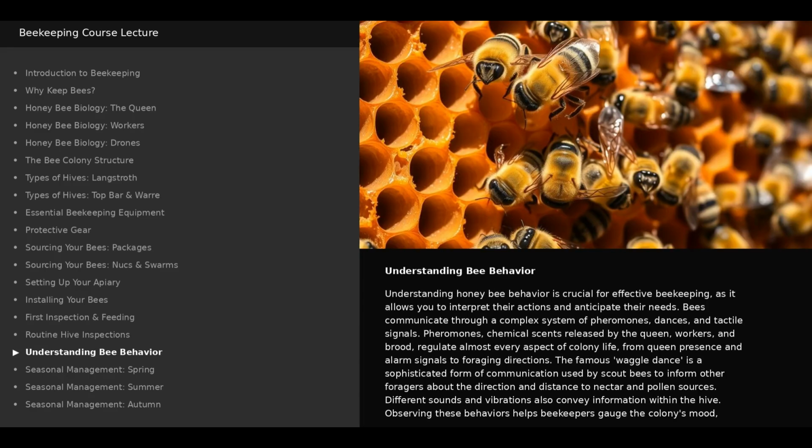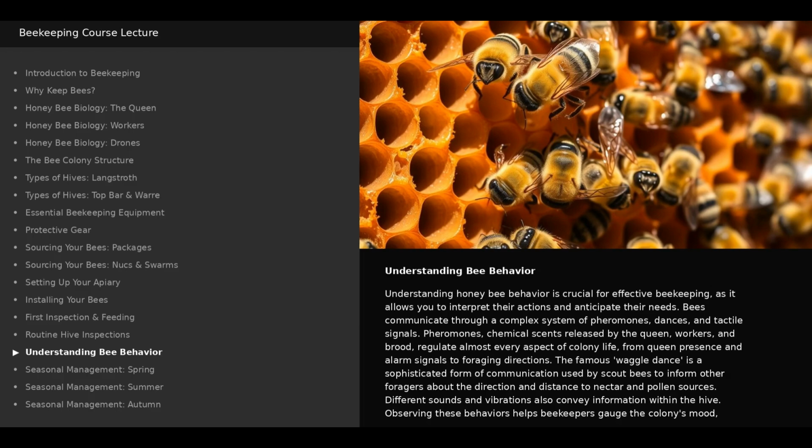Understanding bee behavior. Understanding honeybee behavior is crucial for effective beekeeping, as it allows you to interpret their actions and anticipate their needs. Bees communicate through a complex system of pheromones, dances, and tactile signals. Pheromones, chemical scents released by the queen, workers, and brood, regulate almost every aspect of colony life, from queen presence and alarm signals to foraging directions.